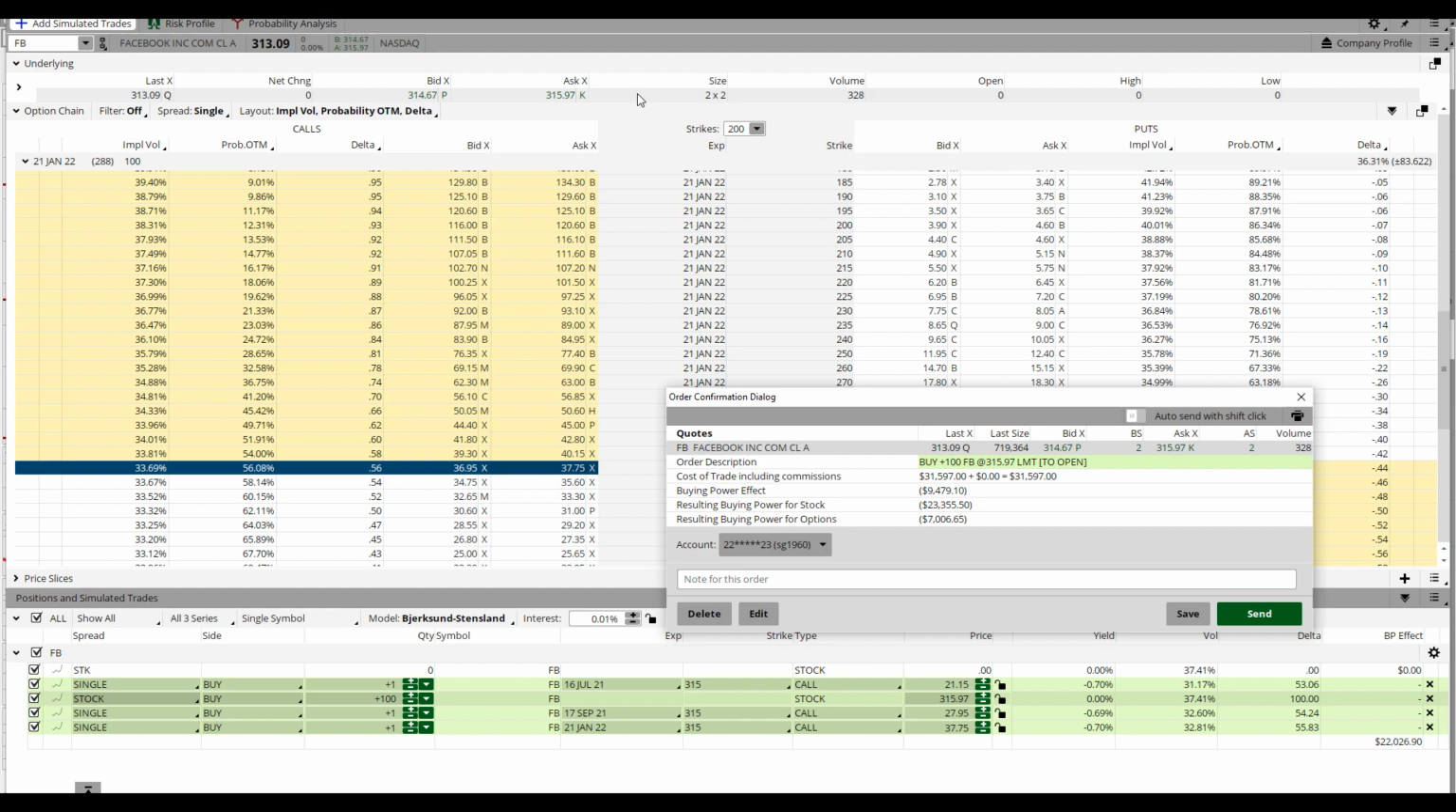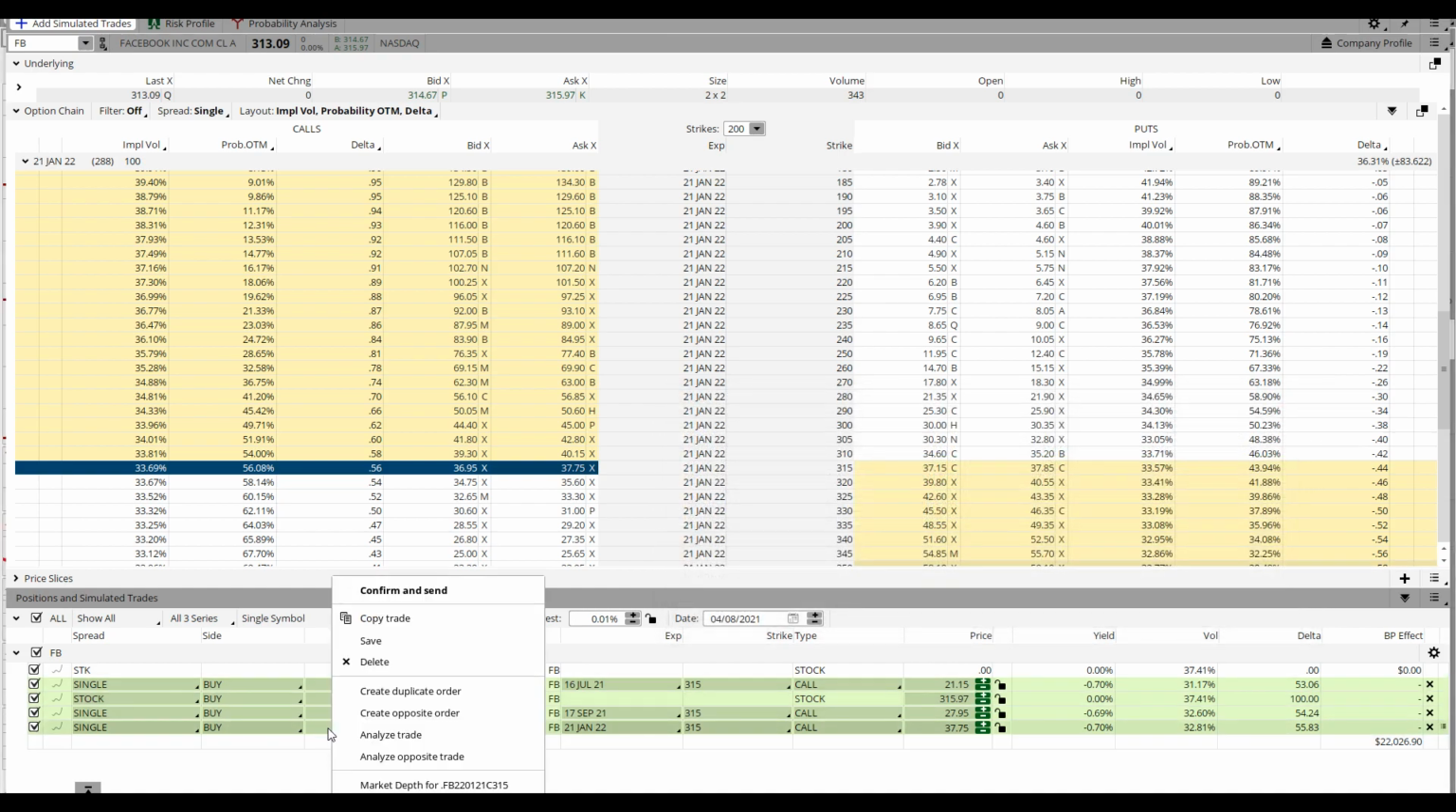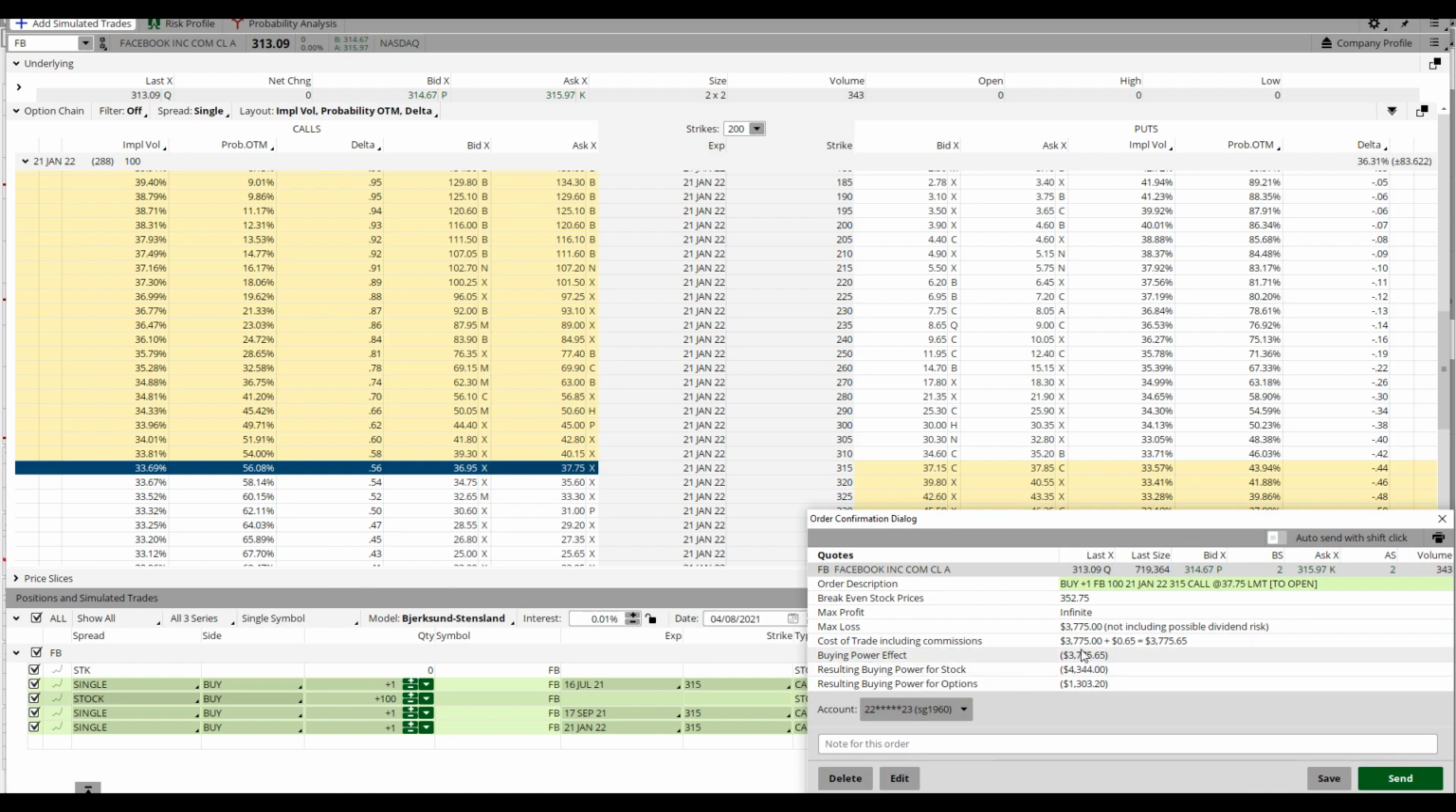Anyway, the projection based on what I have now will cost you $31,557 capital. The buying power effect is 9,479, or $10,000 rounded up. But if you buy an at the money call option for 21st January 2022, 9.5 months away, it will cost you how much? $3,700.